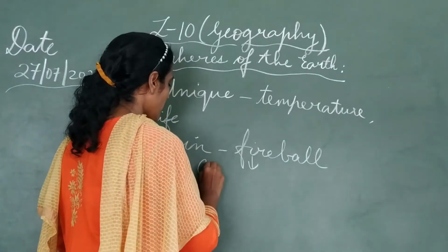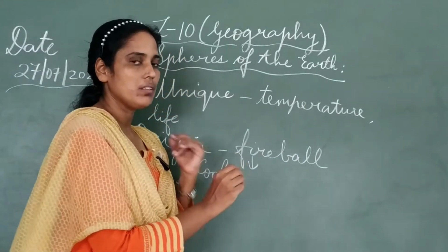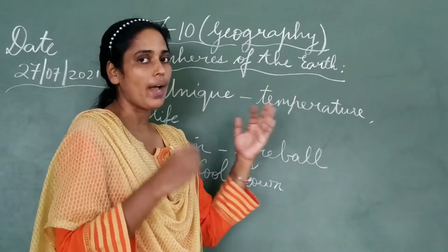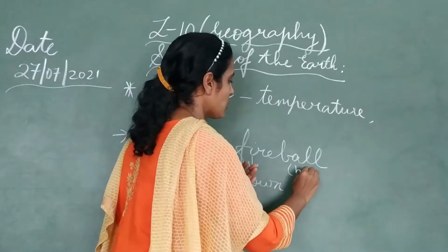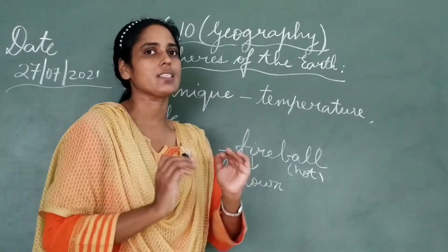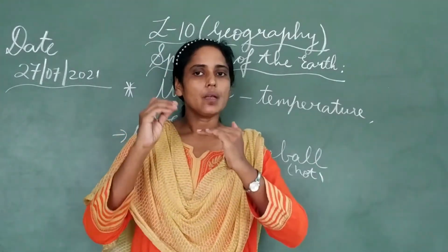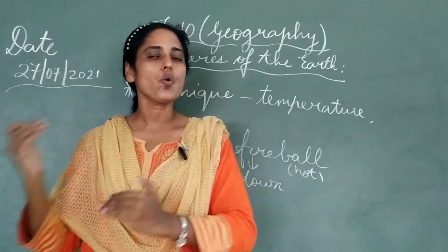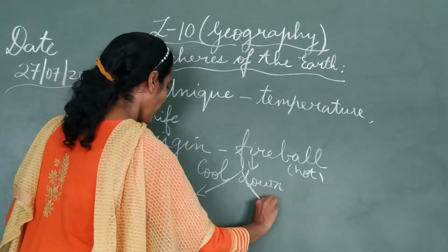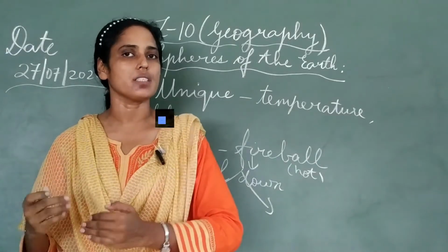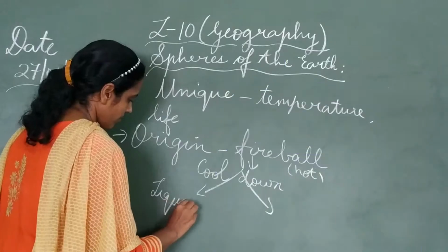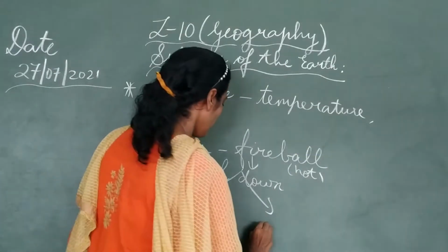Now students, what happens? When a fireball exists, naturally the temperature will be too high, very hot. But gradually, when this fireball cools down, what will happen? Temperature will decrease. So gradually the temperature decreased, and due to that, it later transformed into different matters. Which are those matters? First, liquid matter, then solid matter.